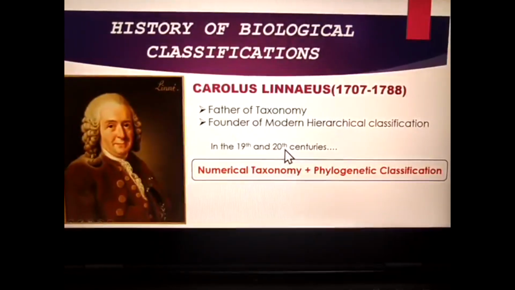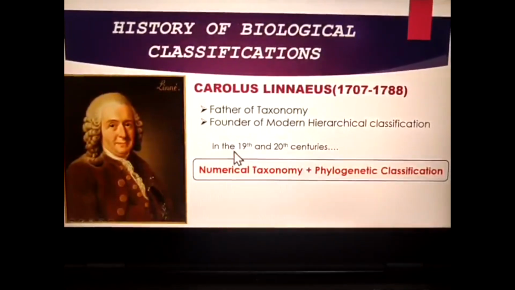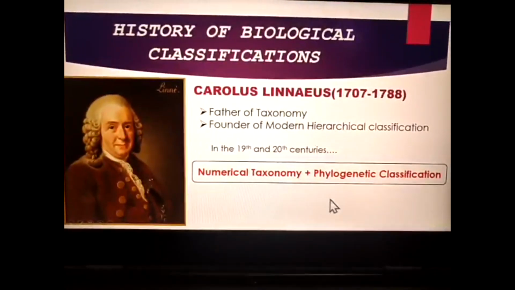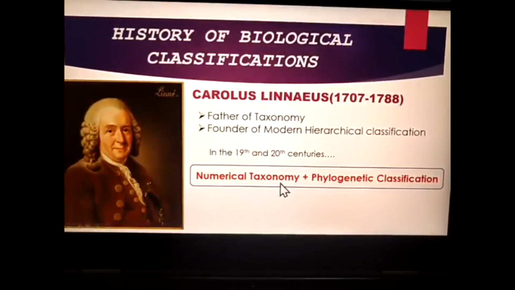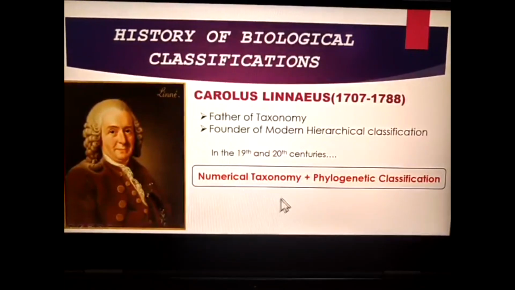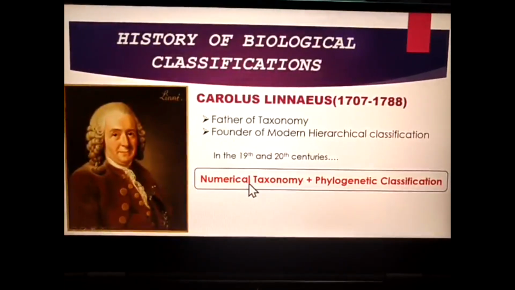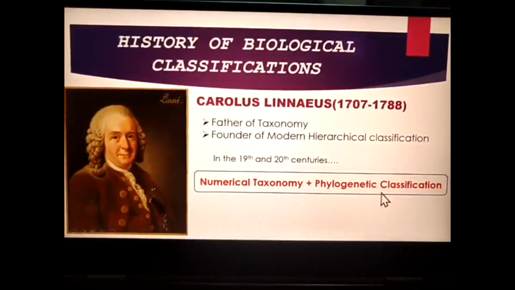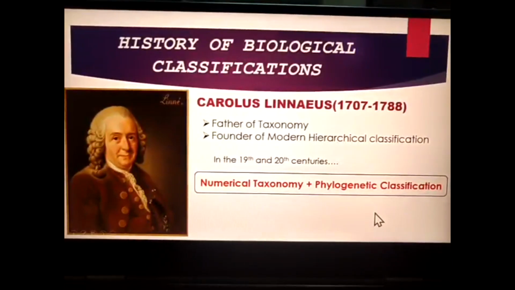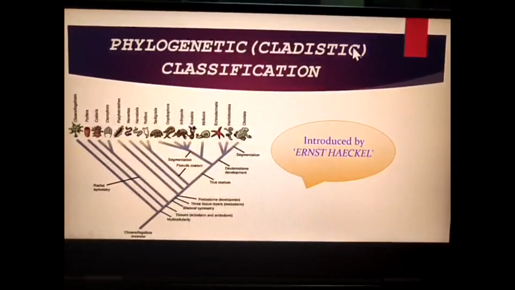In the 19th and 20th centuries, they merged numerical taxonomy and phylogenetic classification. Numerical taxonomy gives a numerical, that means a number, classification, and this one is called the phylogenetic classification. The phylogenetic classification is also called the cladistic classification.